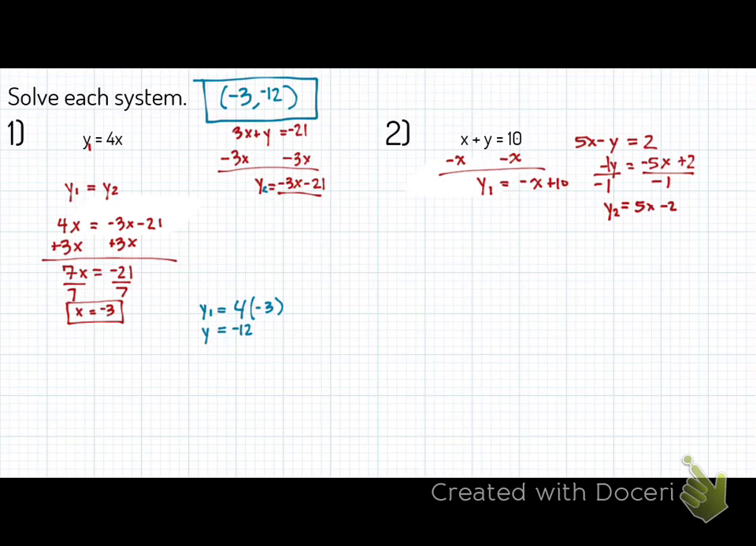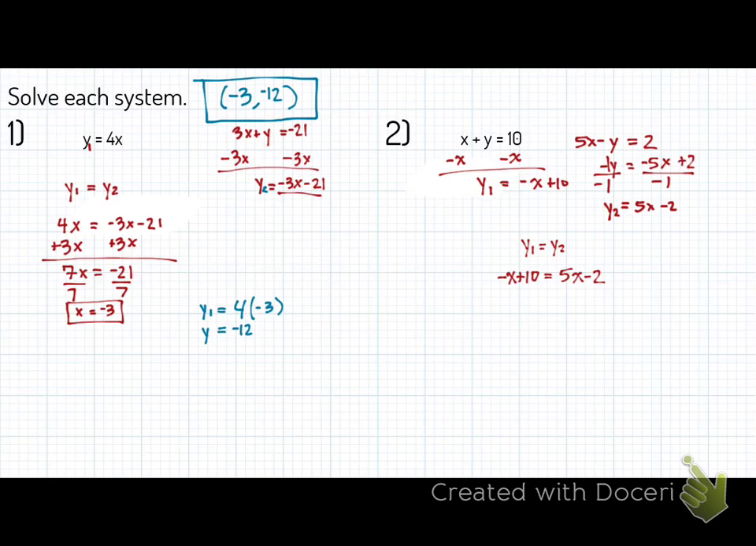I'm going to do what I did on the first equation. We got y sub 1 is equal to y sub 2. The two equations. I'm substituting the value in here. I'm bringing this down here. You got negative x plus 10 is equal to, we're going to bring y sub 2 down here, 5x minus 2.